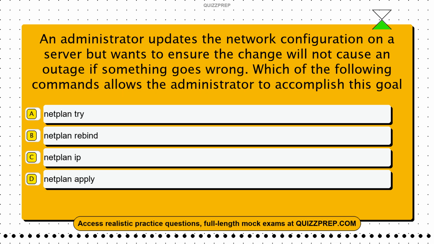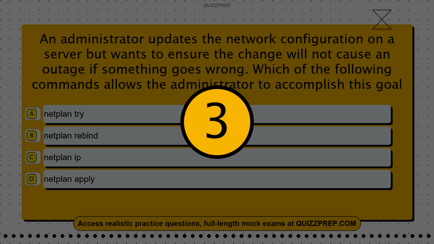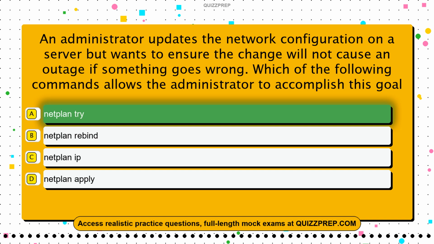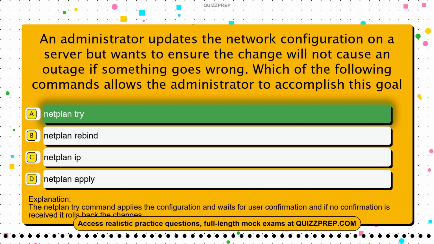An administrator updates the network configuration on a server but wants to ensure the change will not cause an outage if something goes wrong. Which of the following commands allows the administrator to accomplish this goal? Option A, netplan try. Option B, netplan rebind. Option C, netplan ip. Option D, netplan apply. The correct answer is option A, netplan try. The netplan try command applies the configuration and waits for user confirmation, and if no confirmation is received it rolls back the changes.